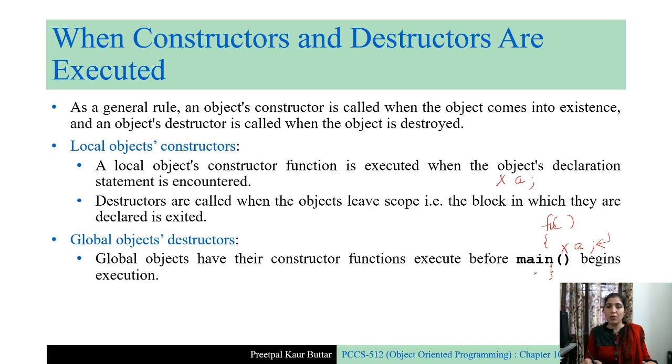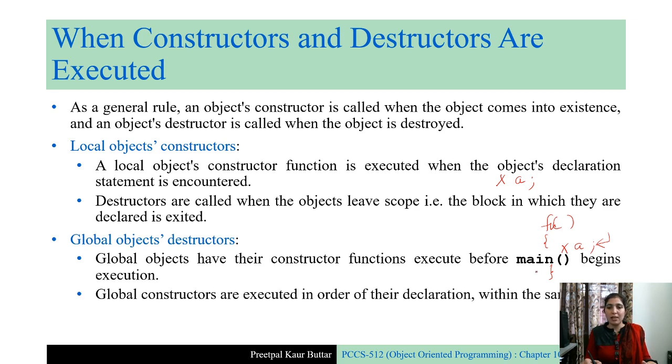So the local objects started execution when their block started, but global objects are executed before main, and global constructors are executed in the order of their declaration within the same file. It means that suppose you have created some global objects of class G: G1, G2, G3 and so on. Their constructors will be executed in the order of their declaration. So first you have created G1, so G1's constructor will be executed first. Then you have created G2, so G2's constructor will be executed next, and so on.